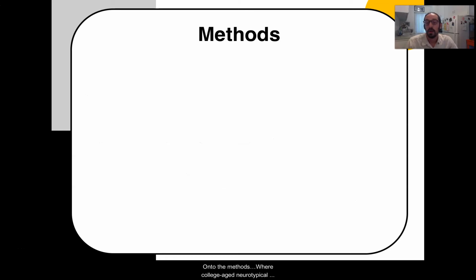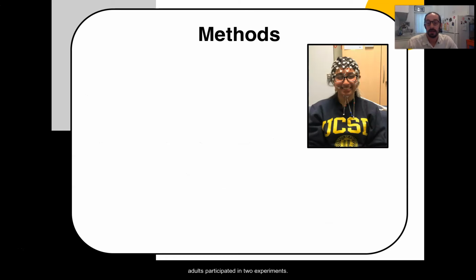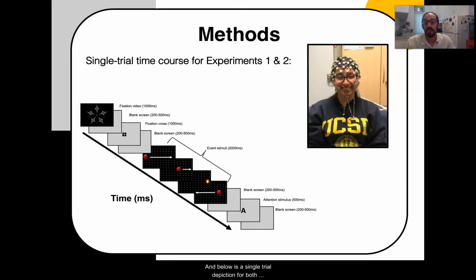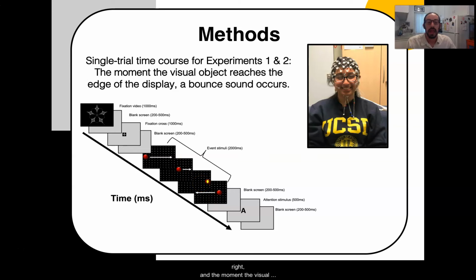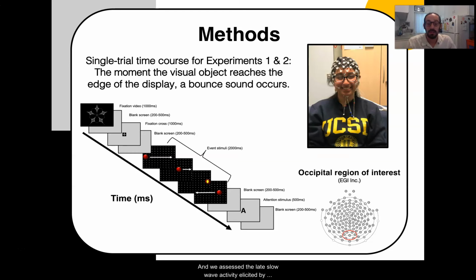Onto the methods, where college-aged neurotypical adults participated in 2 experiments. Below is a single trial depiction for both experiments, and this interval here contains the primary task, where participants viewed a ball that moved to the left or to the right, and the moment the visual object reached the edge of the display, a bounce sound occurred. We assessed the late slow wave activity elicited by a moving visual object within the red occipital region seen here using high-density EEG for both experiments.